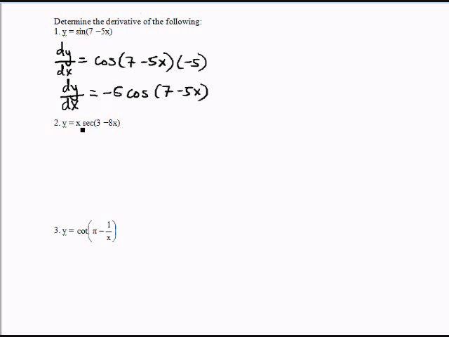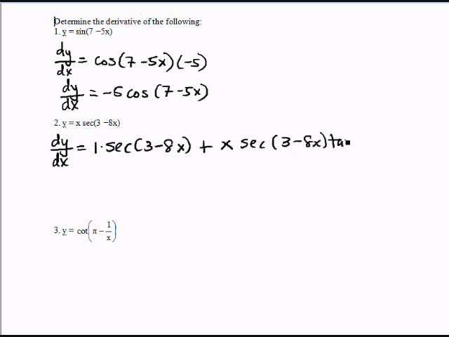Here's another trig example, except we're using the product rule. We have x times the secant, and the inner function is 3 minus 8x. So the product rule says the derivative of the first, which in this case is just 1, times the secant of 3 minus 8x, plus the first function times the derivative of the second. Well, the derivative of secant is secant of 3 minus 8x times the tangent of 3 minus 8x.